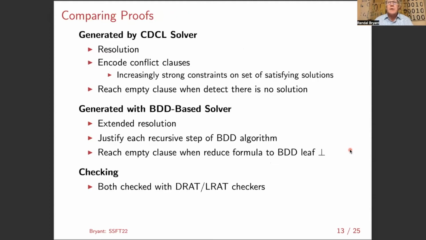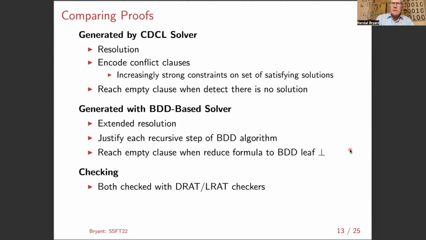So it's interesting to look at how different this style of proof is from what we saw with CDCL. CDCL generated proof clauses based on the conflict clauses it encountered, which in a way encoded the necessary conditions for a satisfying solution that slowly get narrower and narrower until there are no solutions. So we kind of took the possible space of solutions and we just narrowed it down until we had nothing left. With a BDD solver, the proof is completely different.